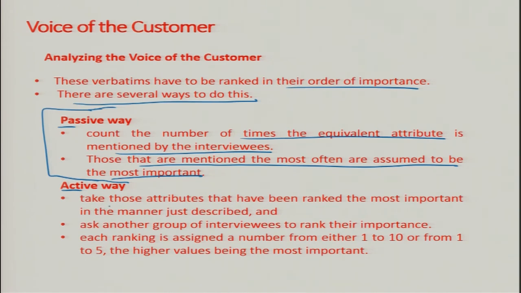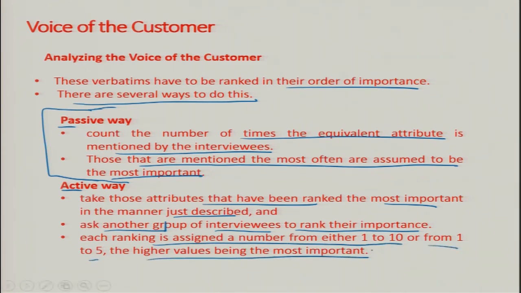The active way is to take those attributes that have been ranked most important in the manner just described, and ask another group of interviewees to rank their importance. Each rank is assigned a number from either 1 to 10 or from 1 to 5, high values being the most important. We collect the data in the first phase, and the data verification happens in the second phase. That is the active way.